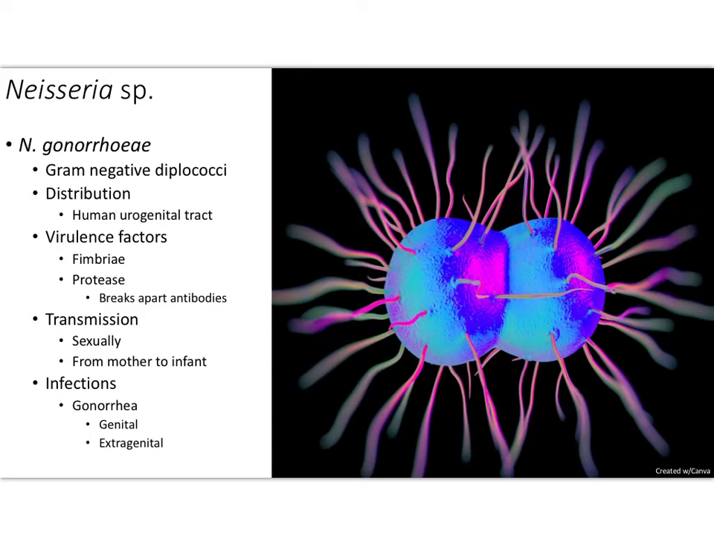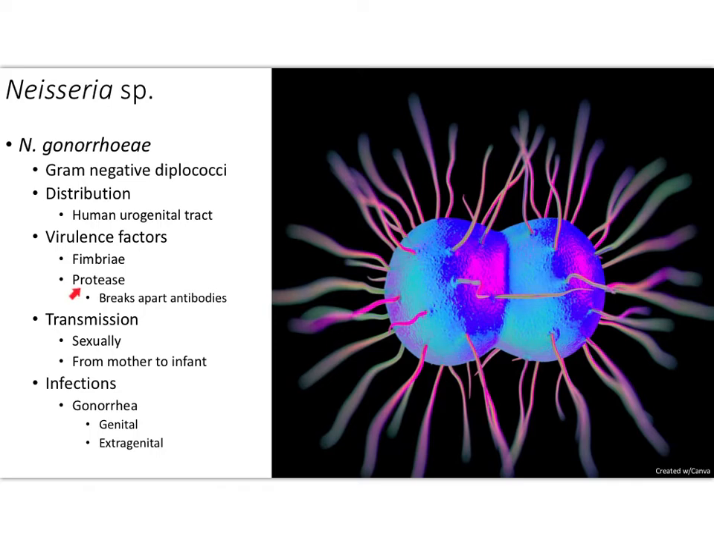In terms of virulence factors, one of the things that makes it so good in the human body is its fimbriae. The fimbriae are pretty extensive, they're very sticky, and it makes the bacteria be able to stick very well in the urogenital tract, even though that region of the body tends to be flushed fairly frequently with things like urine and other types of discharge.